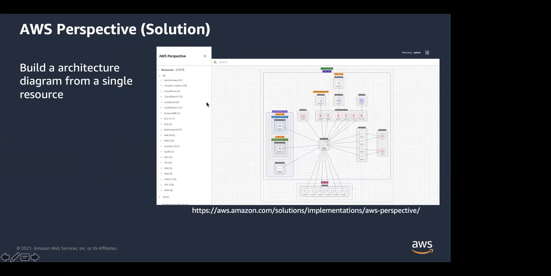There's also another thing we have here called AWS Perspective, which is a solution. It lets you build an architecture diagram of a single resource. You actually can go out there and map out your applications in AWS. So let's say you've inherited, or you guys have built organically, your AWS stack. Now, best practice would be you don't ever deploy things manually in AWS.